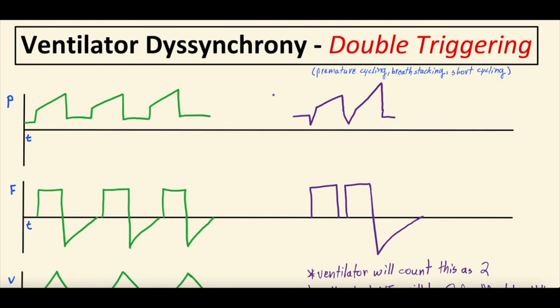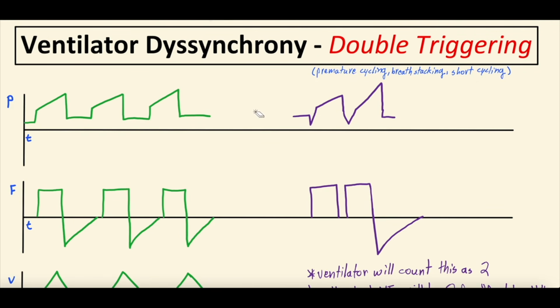All right, thanks for sticking around. So without further ado, ventilator dyssynchrony: double triggering. Also known as premature cycling is another similar verbiage for the same topic. Some people call it breath stacking. Others call it short cycling. So a few different ways to all say the same thing, which is double triggering. But you might hear different people refer to it as different things. So those are all synonyms.